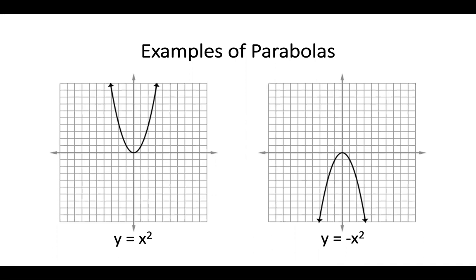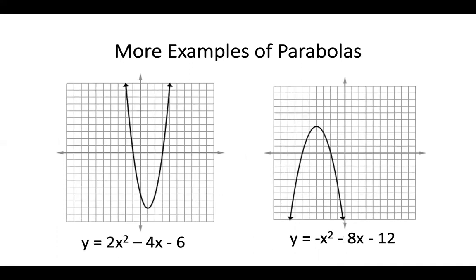So here are more examples. On the left, you see y equals 2x squared minus 4x minus 6. On the right, you see y equals negative x squared minus 8x minus 12. Again, you see that U-shaped curve for both of these graphs. So these are both parabolas as well.